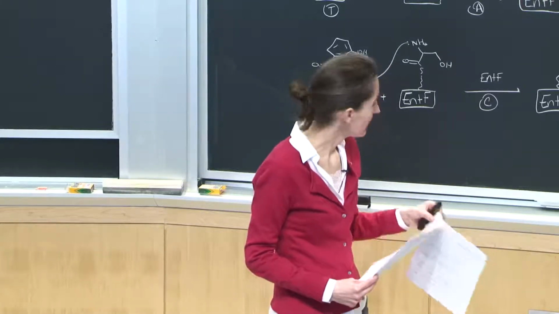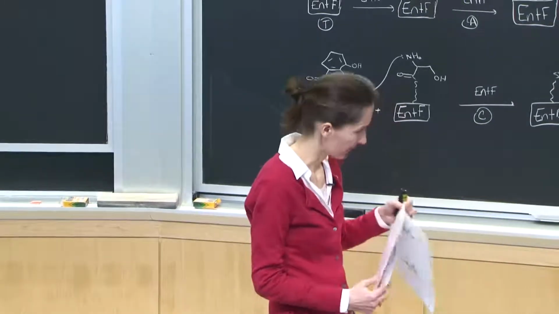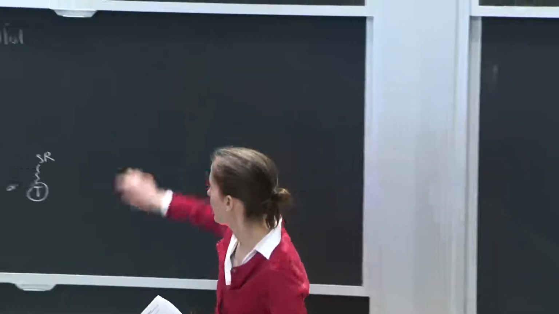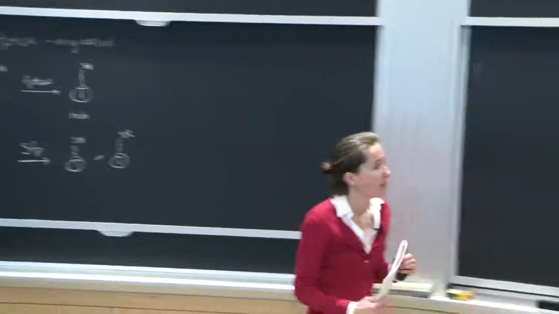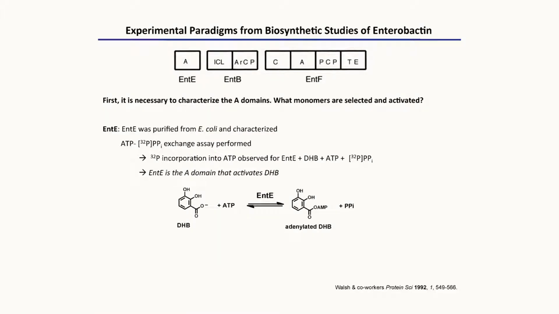Okay, so where are we going to start in terms of characterization of this synthetase? We're more or less going to follow the logic outlined up here. So here's the cartoon of the players. And the first order of business is that it's necessary to characterize the adenylation domains. So we need to ask what monomers are selected and activated. And we have two adenylation domains to consider, so NE and the A domain of NF.